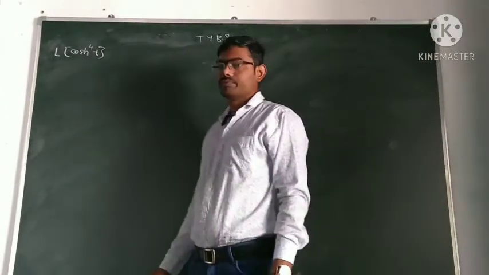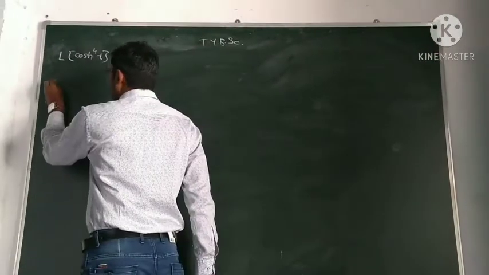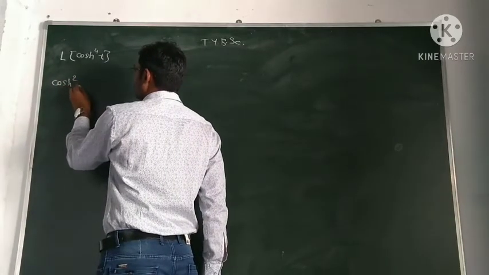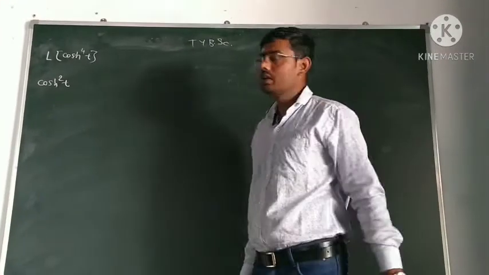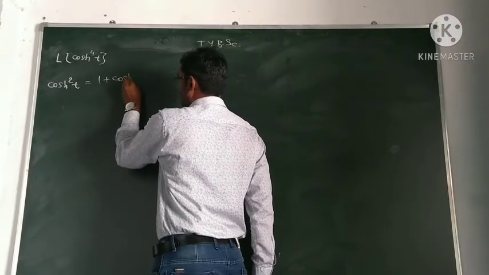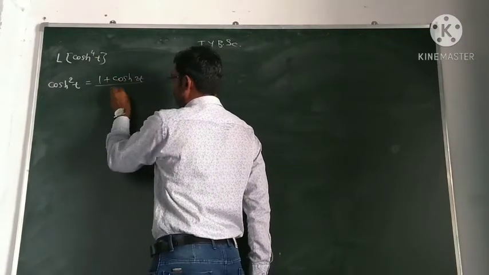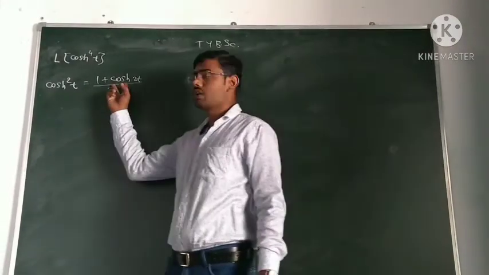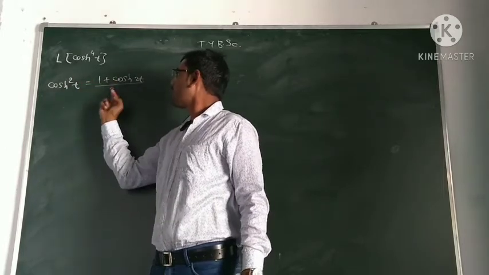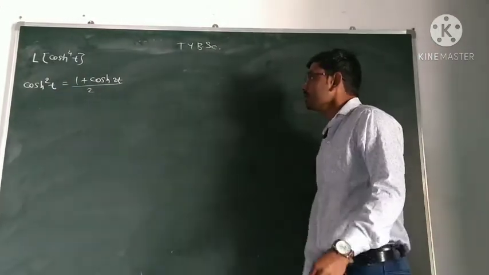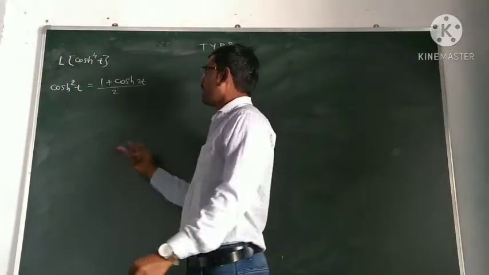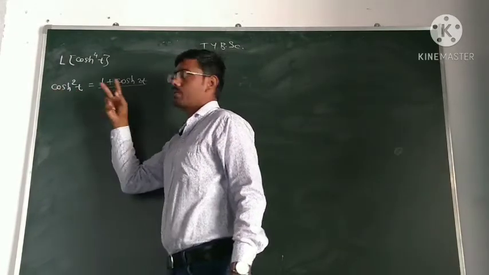Now, for this purpose, we know the formula of cos hyperbolic square t. The formula is cos h square t is equal to 1 plus cos h 2t upon 2. Now, you have to find cos h raised to power 4t, and this is the square of cos h square t. So take square on both sides.